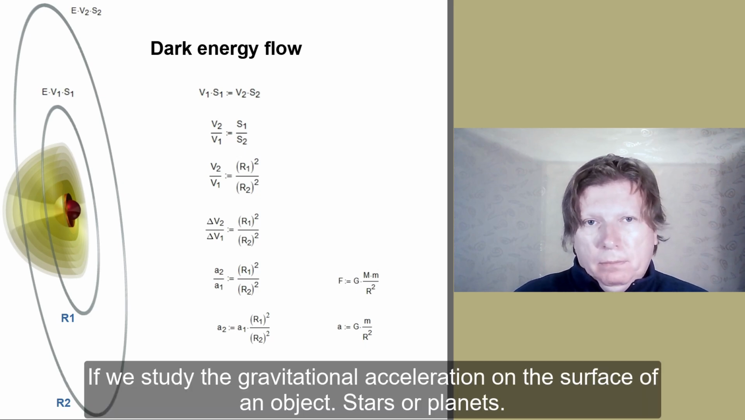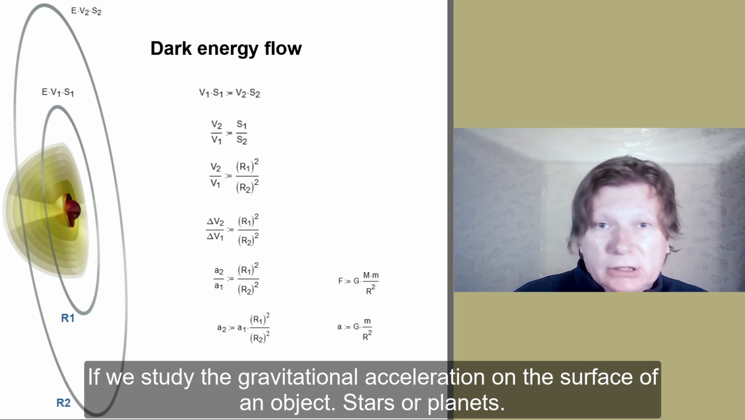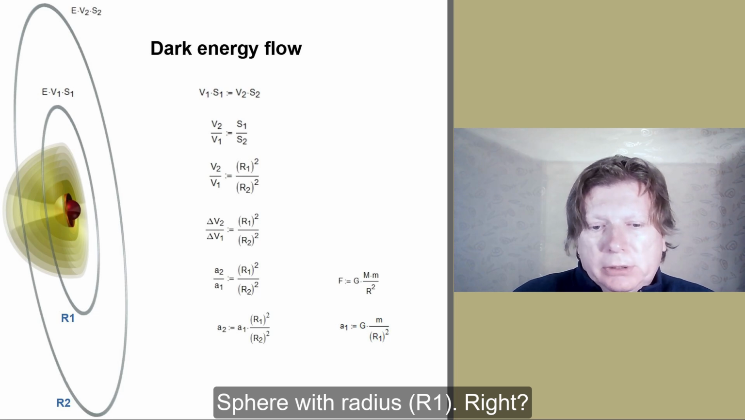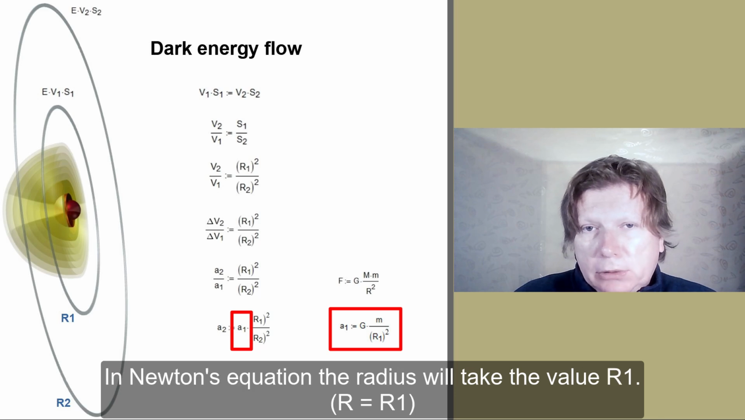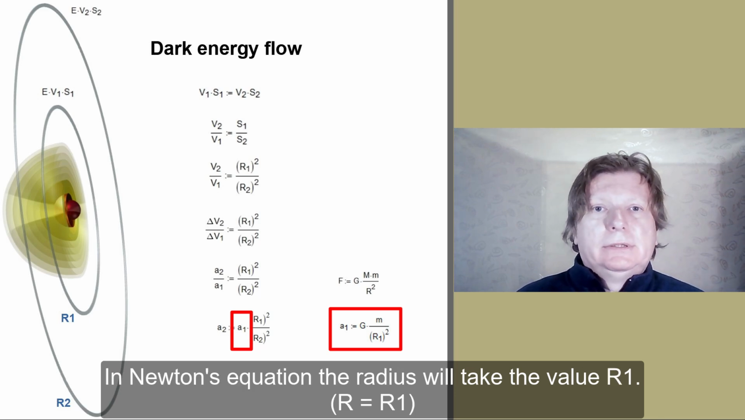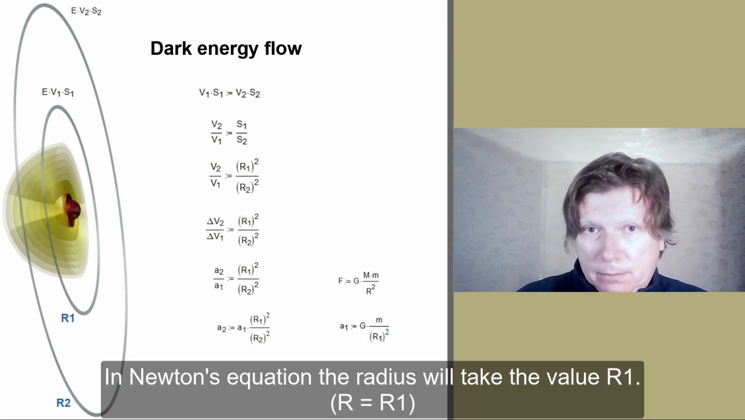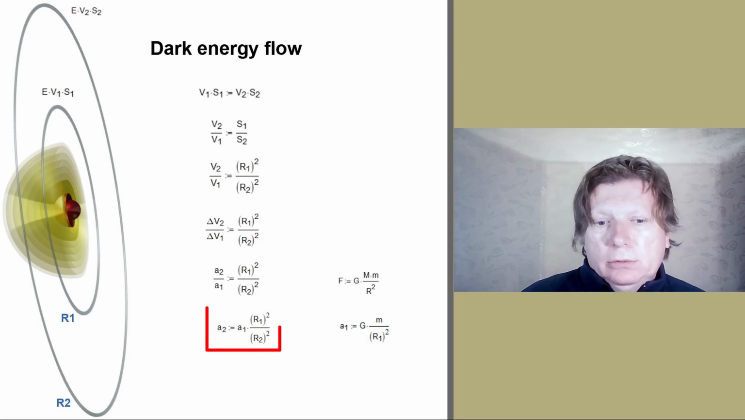I jeżeli we studied the gravitational acceleration on the surface of an object, czy to planety, czy gwiazdy, tu sfera będzie with R1 radius w tym wypadku, tak? No to przyspieszenie grawitacyjne will take a value A1. Tutaj w tym wzorze Newtona, the radius will take the value r1. Czyli A1 to będzie przyspieszenie pochodzące z prawa powszechnego ciążenia Newtona. Promień obiektu, ten R1 również znamy. I przyspieszenie grawitacyjne gdzieś odległe od obiektu to A2.